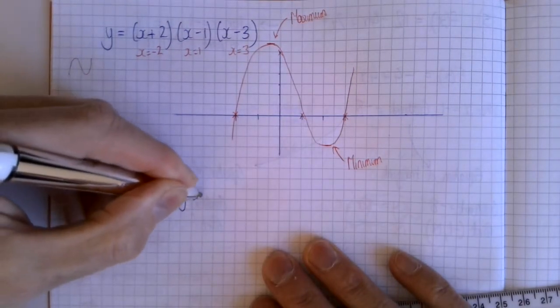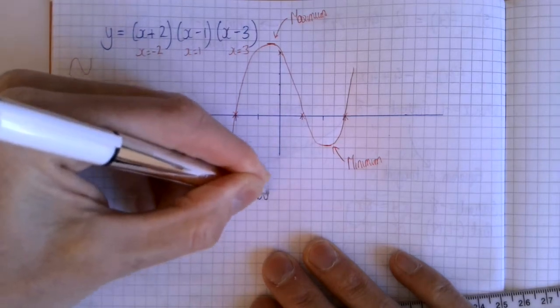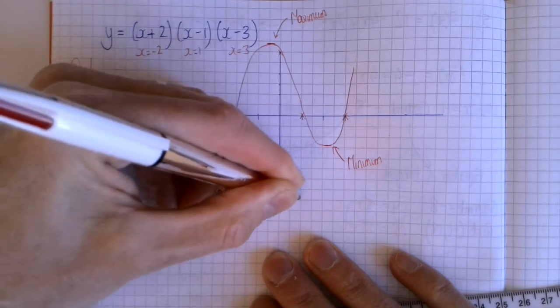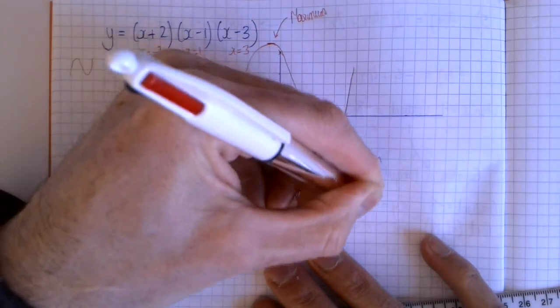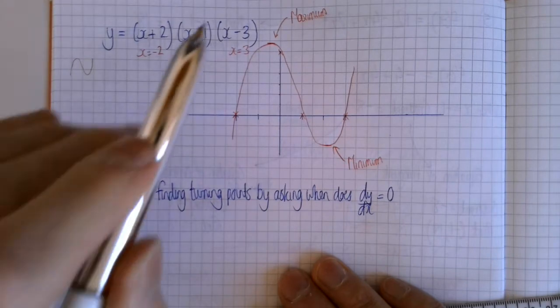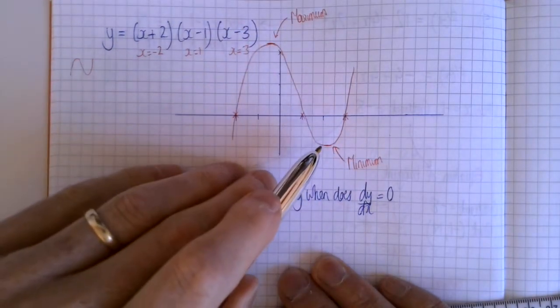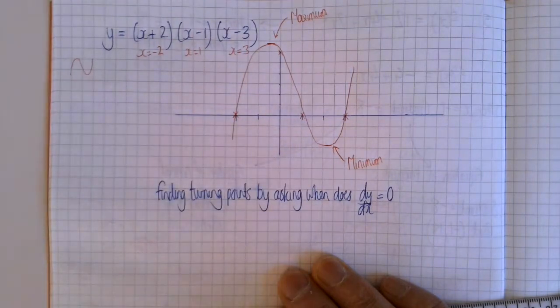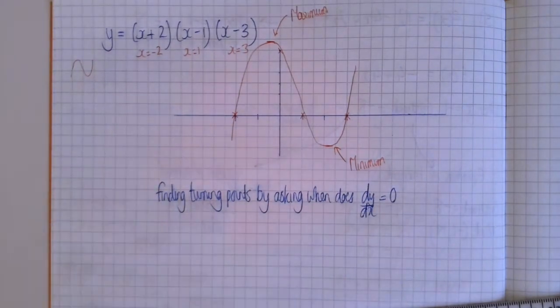Finding turning points by asking, when does dy by dx equal 0? Now, of course, that doesn't give me a way of distinguishing maximums from minimums because the gradient is 0 at both. So I do need a little bit more thought involved, but in this case, I know what the graph looks like. I know about cubics, so hopefully I'm going to be able to finish my sketch using differentiation.